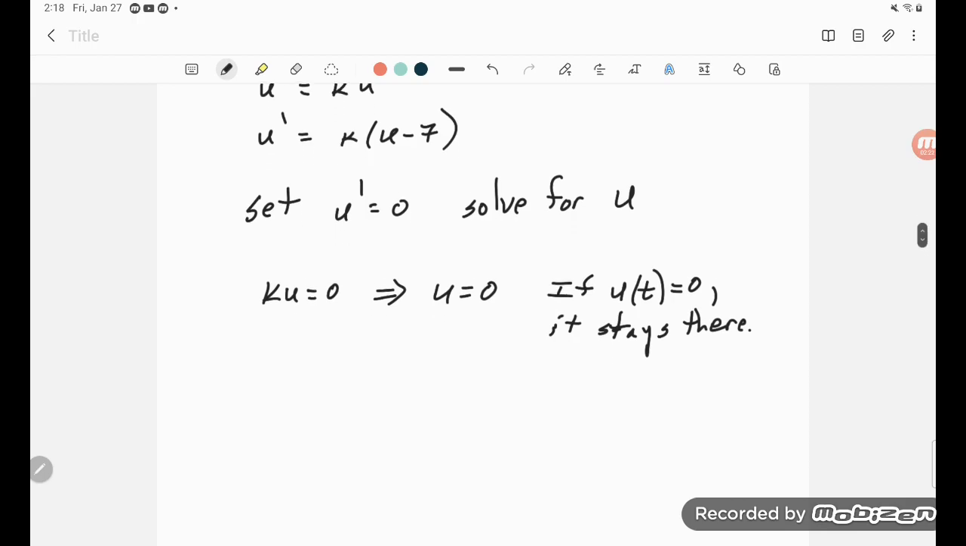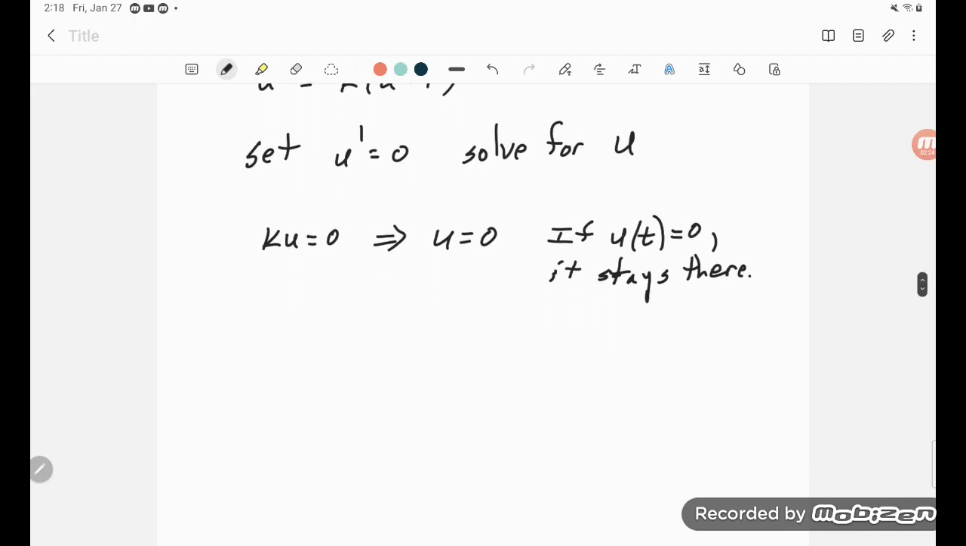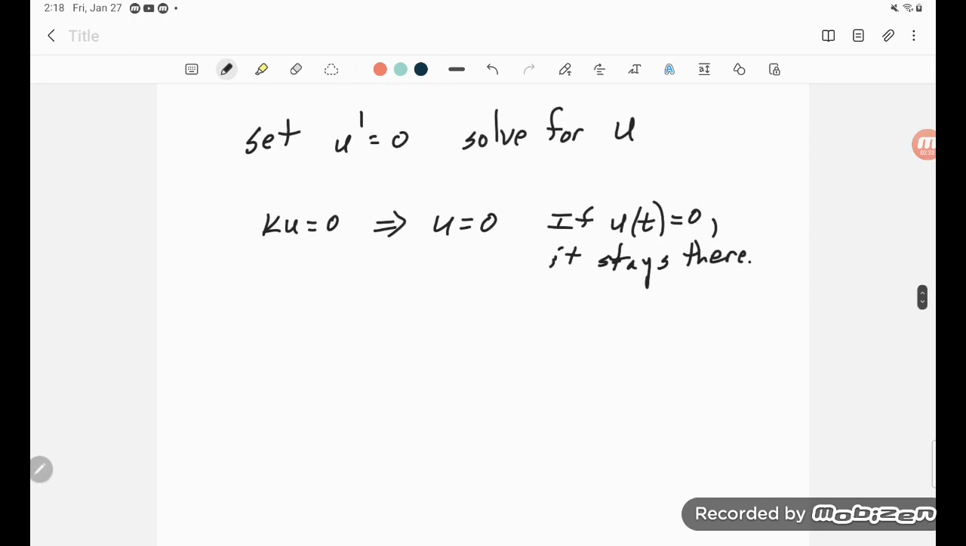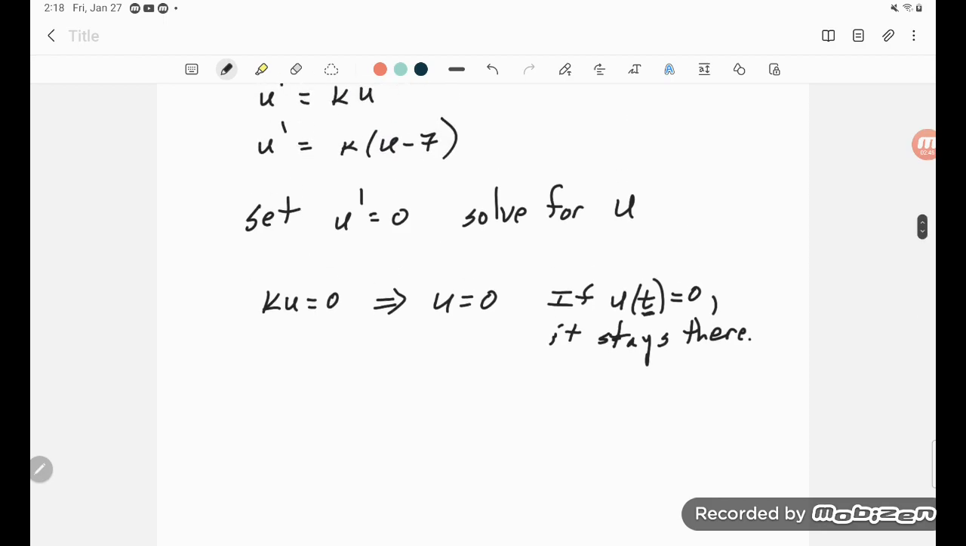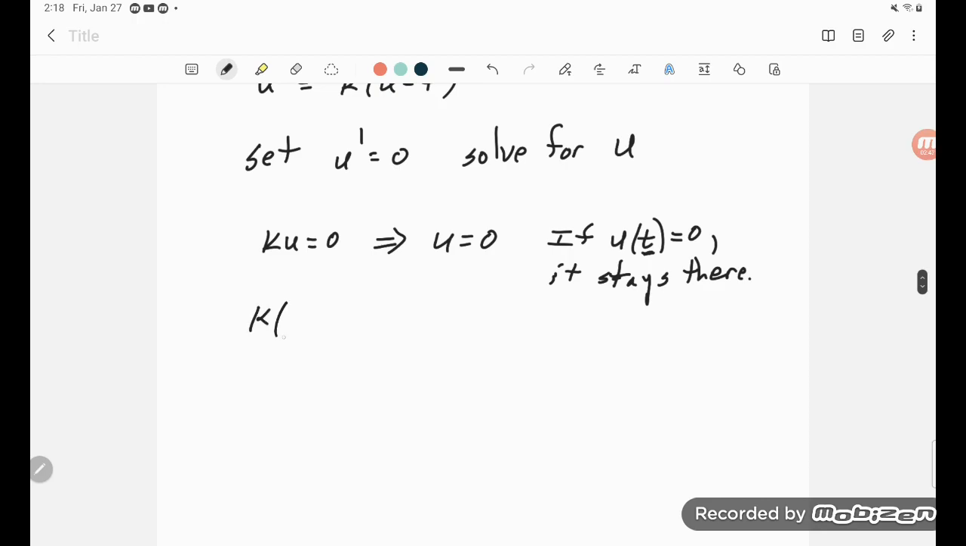Okay, is what we know. As the derivative is 0, there's no change, and it won't change with t. So you see, once u is 0, it's stuck there because t cannot do anything to change it. And so similarly, if we had k times u minus 7 equals 0, that would imply that u equals 7.